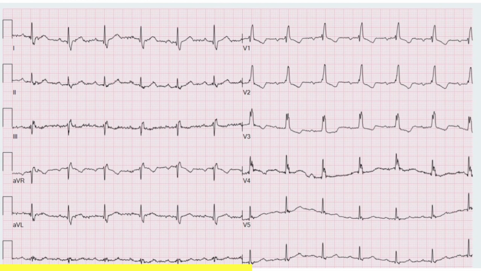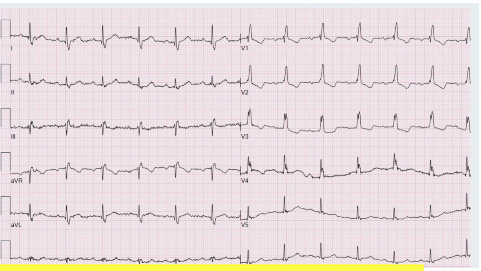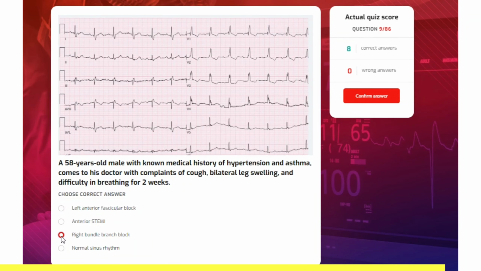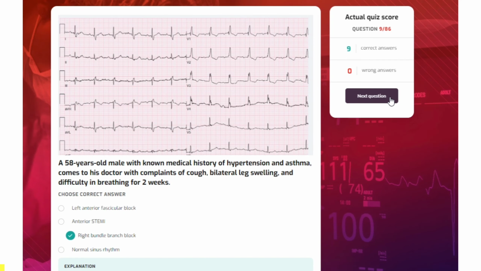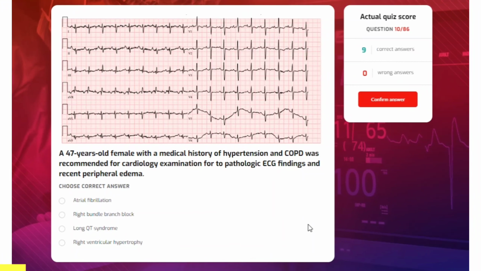As we can see in this ECG, the M pattern in lead 1 and W pattern in lead V6 and wide slurred S waves in lateral leads, that is lead 1, AVL, V5, V6. Also the broad QRS complexes can be seen. Thus this ECG suggests right bundle branch block, that is given here as the 3rd option. So let's check our answer. It is correct.